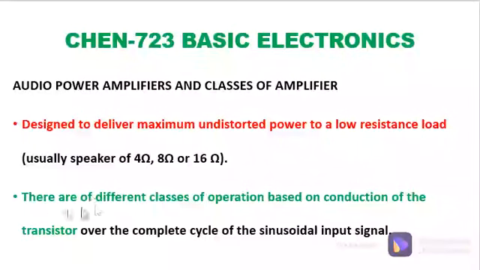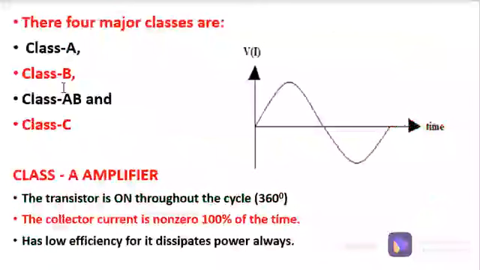And as I have said, they are of different classes depending on how the transistor is conducting over the complete cycle of the signal. The classes are given here. We have class A, class B, class AB, and class C. So let's start with the first one, which is class A.